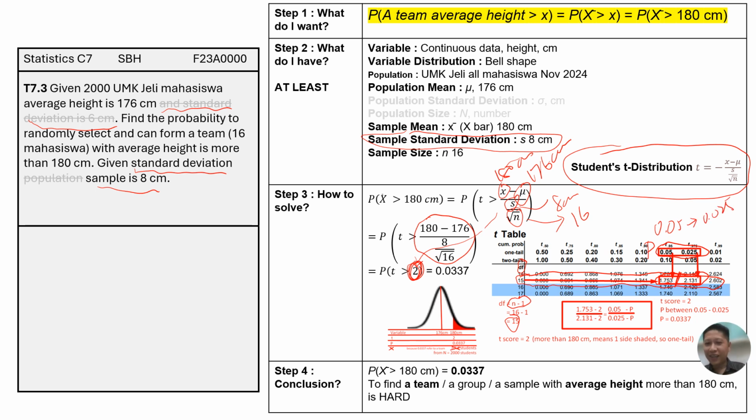What is the exact number of our P? This is a difficult part. Kindly check the steps inside the box below here. So we are taking the ratio between the T2 and P. So later on, we can find what is our P. For this case, we get our P equals 0.0337. This is a very small number. Means that it's difficult to form the team with the average height more than 180 cm.